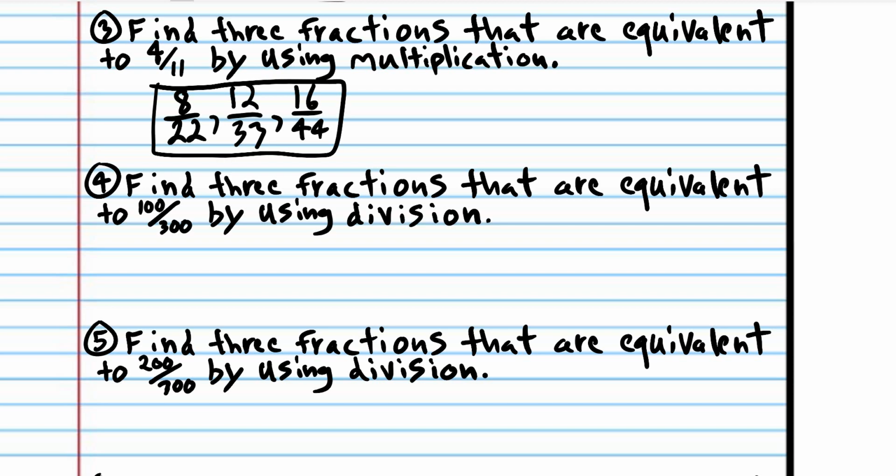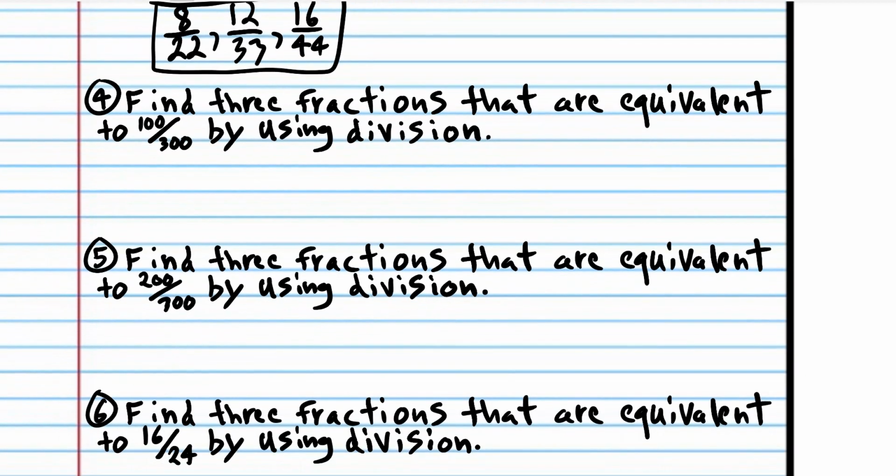Now, remember I said you can multiply both sides of the fraction by the same number, right? Well, you can go backwards and you can divide. So that's what we're going to be doing in number 4. Find 3 fractions that are equivalent to 100 over 300 by using division. So I can see immediately that we can divide both sides by 100 because 100 goes into 100, right? So 100 divided by 100 is 1, and 300 divided by 100 is 3.